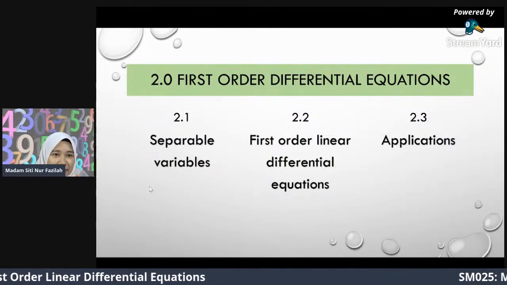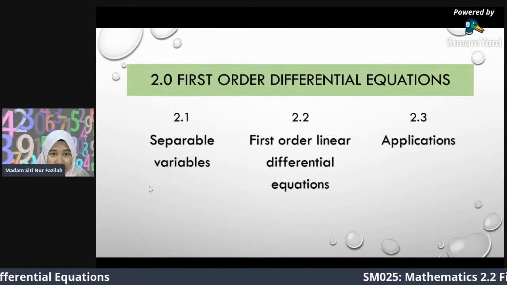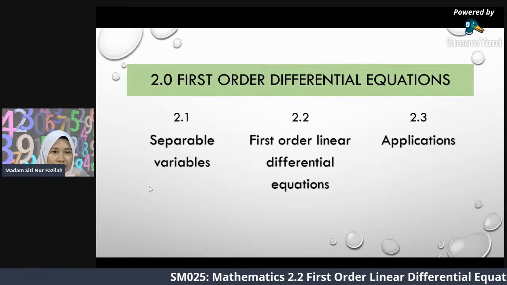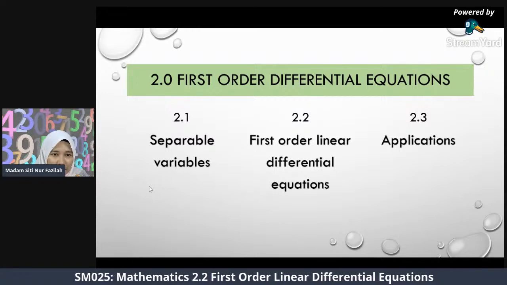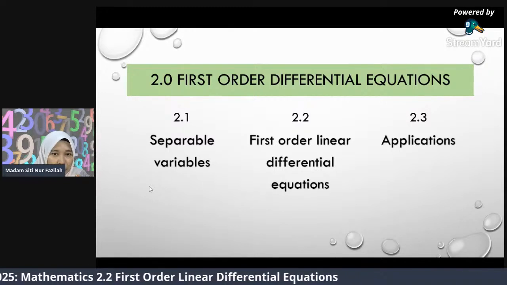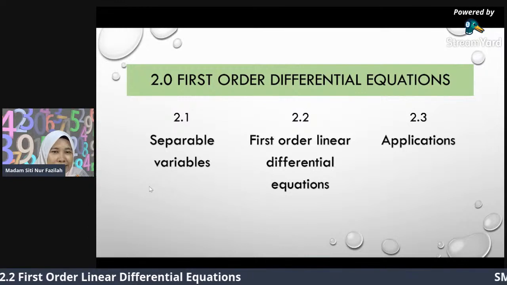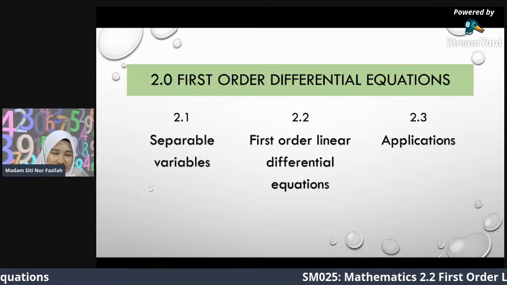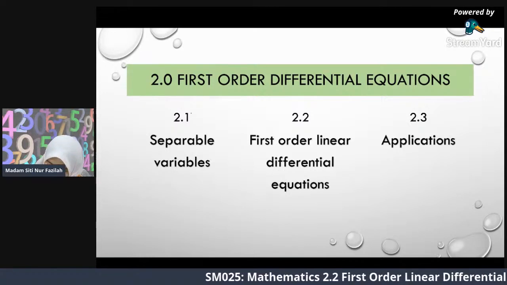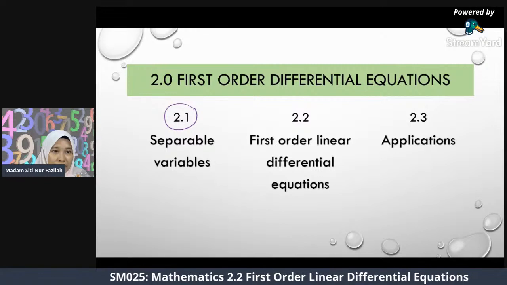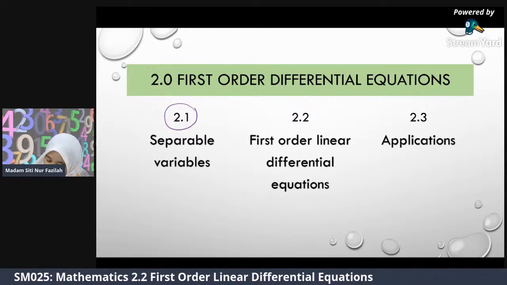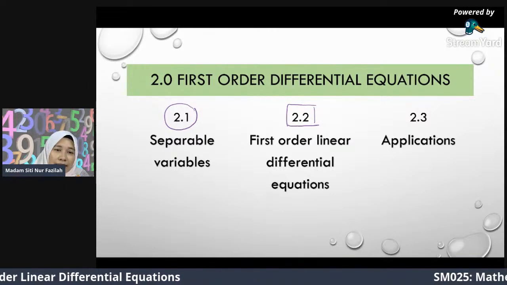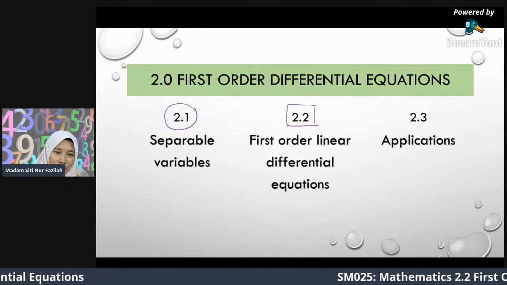I repeat again. For chapter 2, first order differential equation, we have 3 subtopics. 2.1 is separable variable, 2.2 is first order linear differential equation, and 2.3 is application. 2.1 we have done on Sunday. For today, we need to cover 2.2, first order linear differential equation.